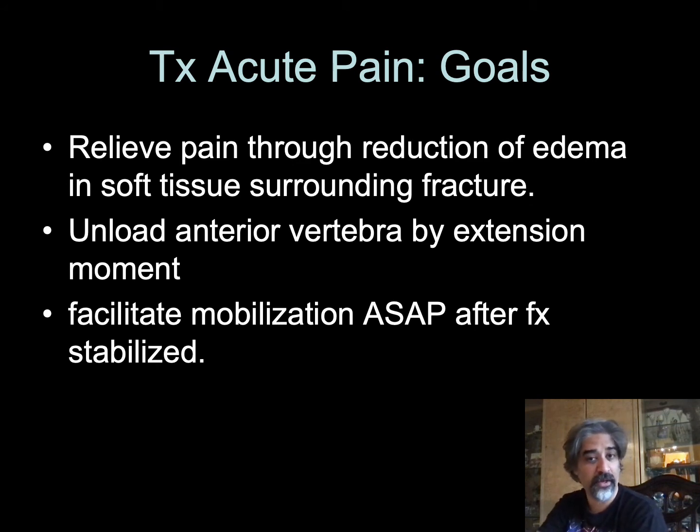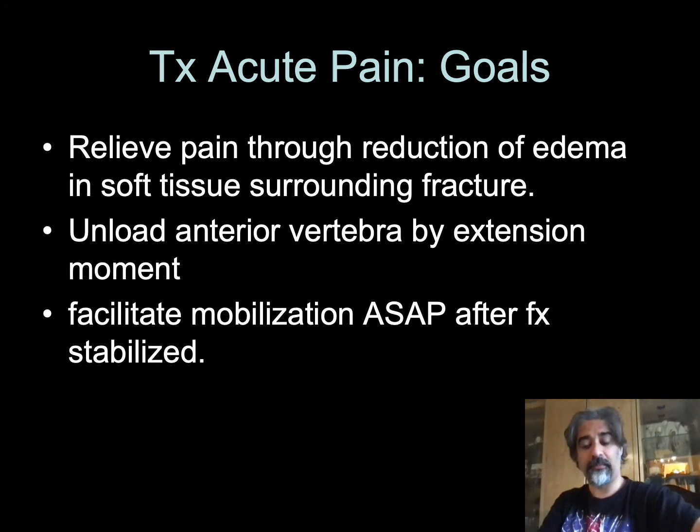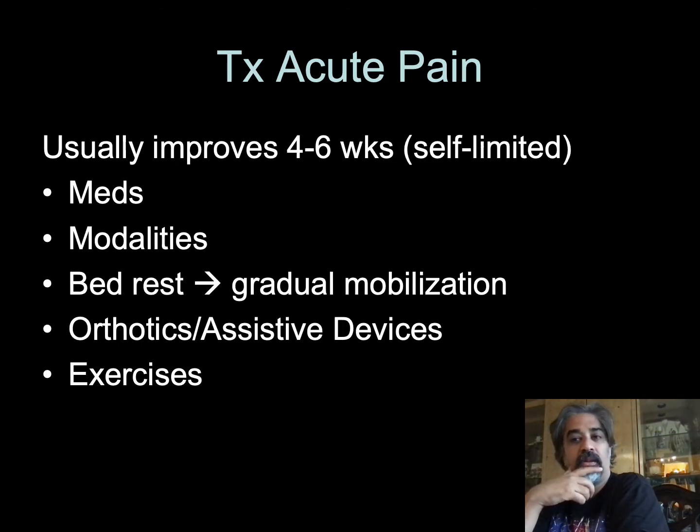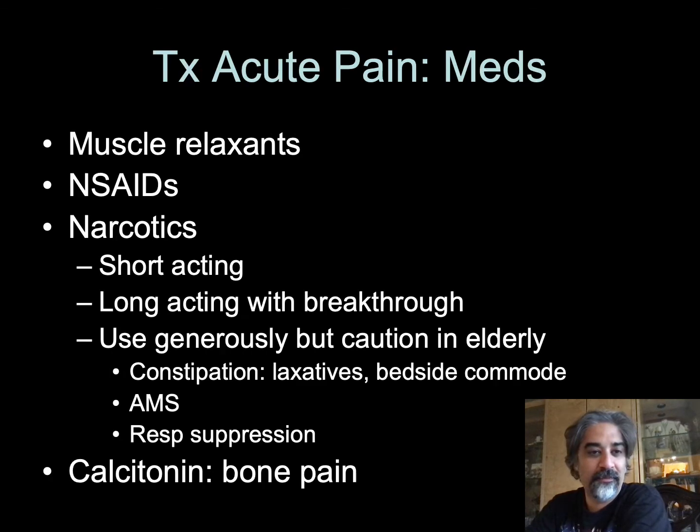So the goals are to relieve pain through reduction in edema of soft tissue surrounding the fracture, unload the anterior vertebra by extension moment, and facilitate mobilization as soon as possible so that they don't develop maladaptive compensatory deconditioning. So the acute pain usually improves in the first month, self-limited, but we can use meds, modalities. We try to take them initially from bed rest, which definitely should not exceed 10 days. Gradually mobilize them and get them active. You can use orthotics, assistive devices, and exercises. So let's go into each of these in depth.